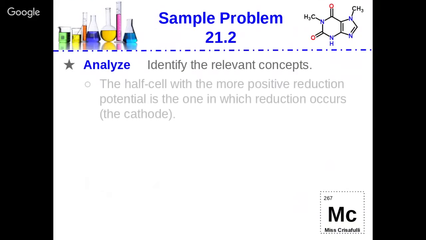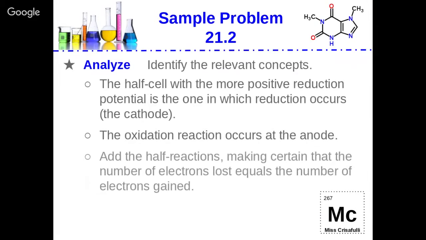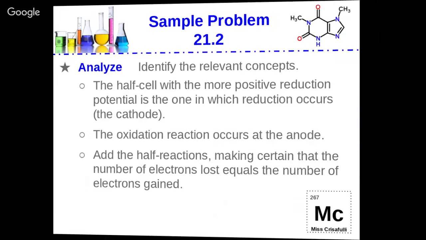And then what we have to do is identify the half cell with the more positive reduction potential, and that's going to be the one that happens at the cathode. So that's going to be the reduction reaction. And then the other one's going to be oxidized. And then we're going to add the half reactions together to make certain that the number of electrons lost is equal to the number of electrons gained.